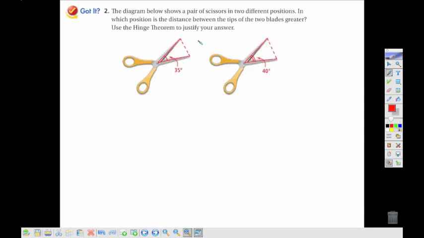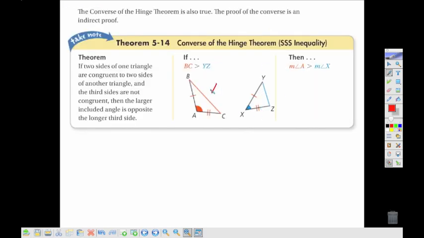We can also see this if we open a pair of scissors. If we have a larger angle, we'll have a longer side. Okay, the opposite would also be true. If we're comparing the sides, then the longer side would be across from the larger angle. So if we know the sides there, the red side is bigger than the blue side, so the red angle is bigger than the blue angle.